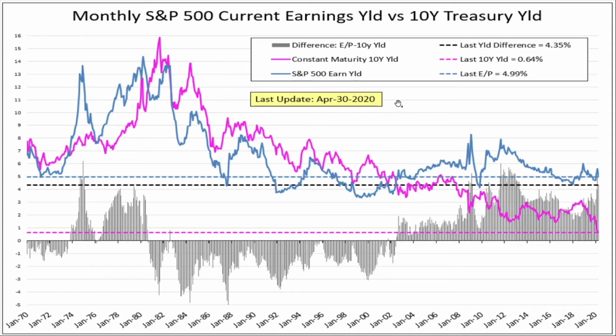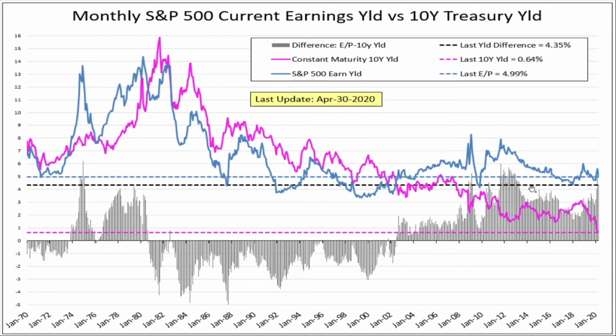Now, what we're really looking at, the focus of this chart, is the bars. It's the difference between our earnings yield and the 10-year yield. That is sometimes used as a relative valuation metric to tell us whether or not the stock market is rich or cheap relative to the bond market.